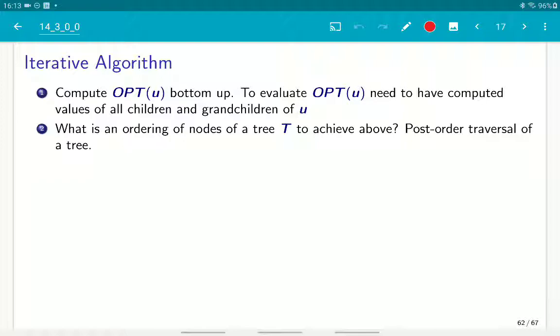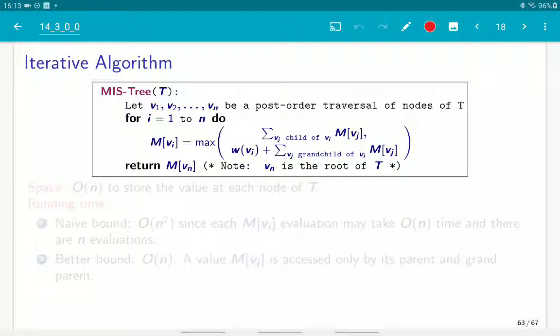Post order traversal of the tree gives you the nodes in bottom up order. So we can compute the values in this order. You get immediately this recurrence, you get this algorithm. You compute the post ordering of the vertices of the tree, and then you just fill the table one by one using this recurrence, which we've seen before. And then you just return the value stored in the root. And the root must be the last node in this ordering. The space is linear because we have a table of size n.